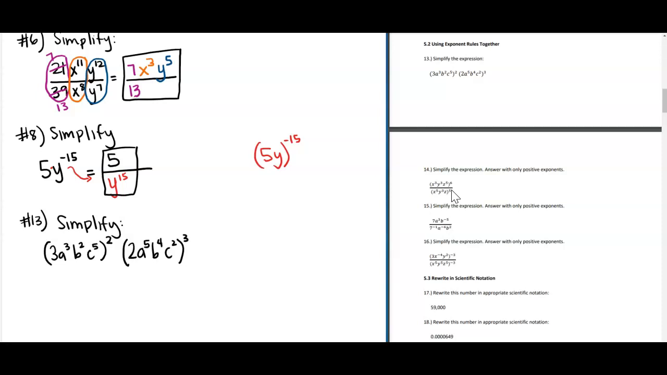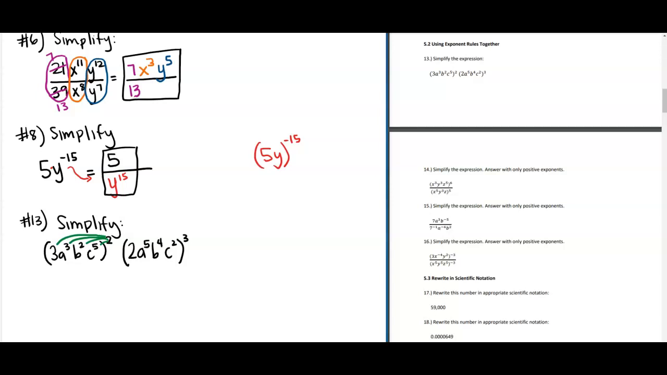So on ones like this, when you see a power on the outside of the parentheses, you want to make sure that you're distributing that through to everybody inside. One common mistake that's made is people will remember to give that power to the a, to the b, to the c, but they forget that you also have to give it to the 3. So let me show you what I mean by this.